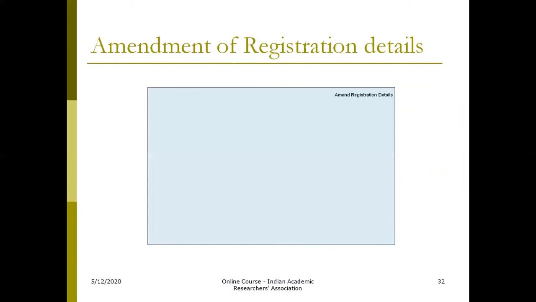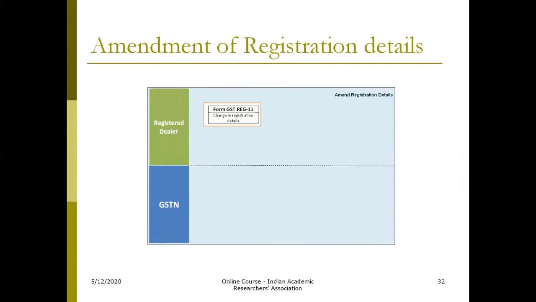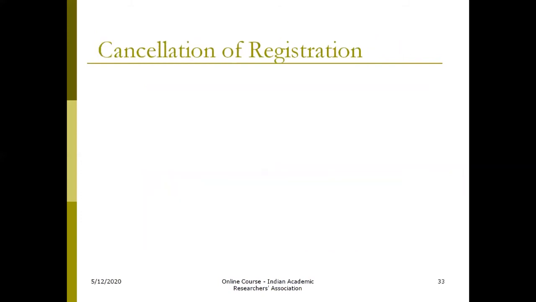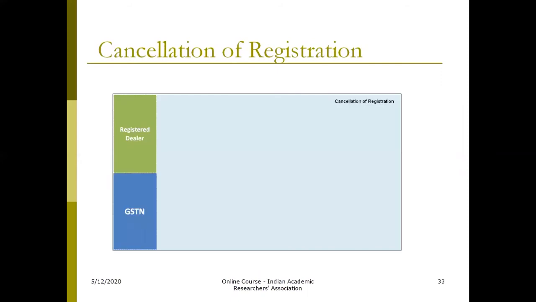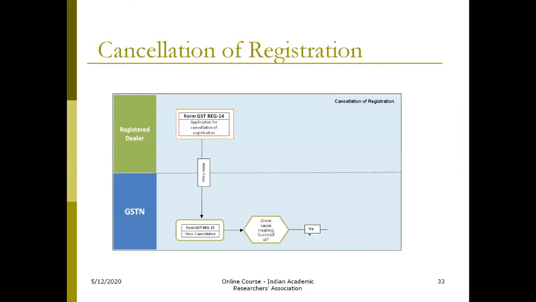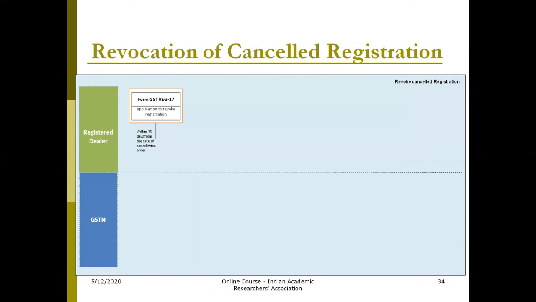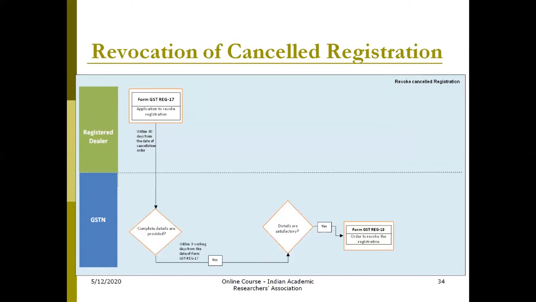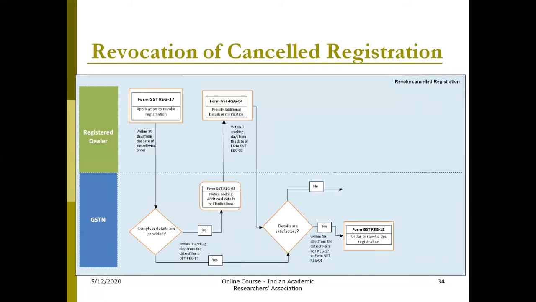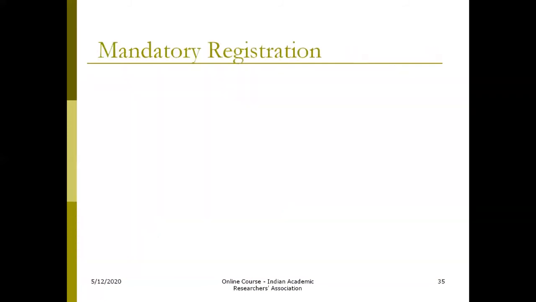Now there are certain amendments of registration details for which the same mechanism is to be followed. This is a flow diagram for cancellation of registration. If the registration cancellation is to be revoked, then there is also the same mechanism, the same flow chart. All the data is given here. Due to lack of time, I am skipping.